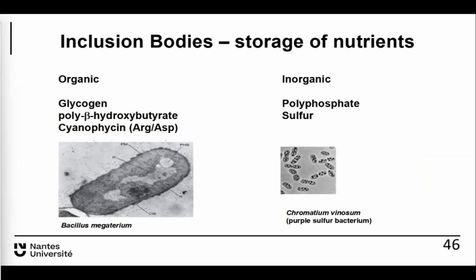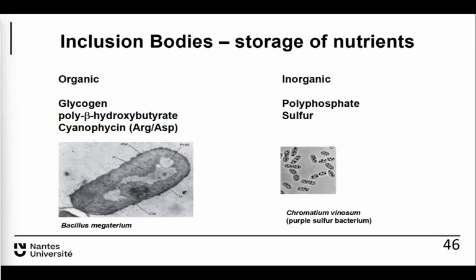Okay, so now we move on to the very, very simple structures on the inside of a bacterial cell. Now, there are not so many of them. So first, we're going to think about inclusion bodies, which are just simple organelles for storing some kind of nutrients inside bacteria.